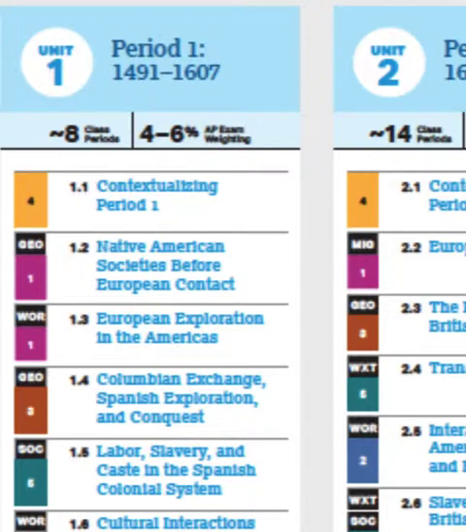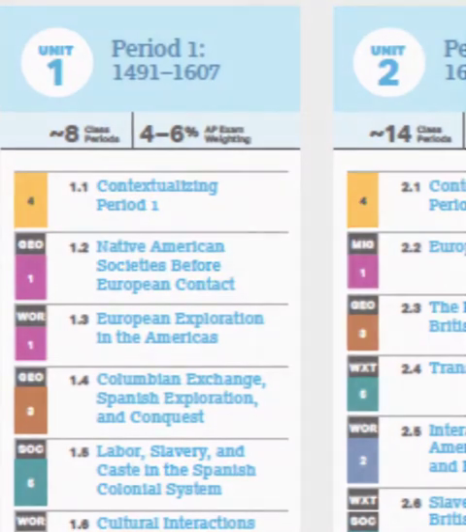And you'll notice that the units always end with historical argumentation. Why? This is probably the most difficult skill for the students to learn during the year. So what's great about this course at a glance is that it gives you an overall idea about how you can scope out and sequence the themes, the historical thinking skills, and the units.